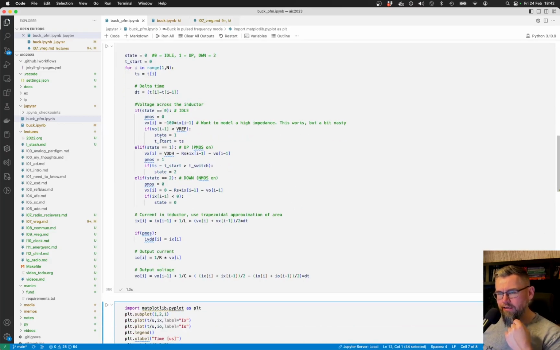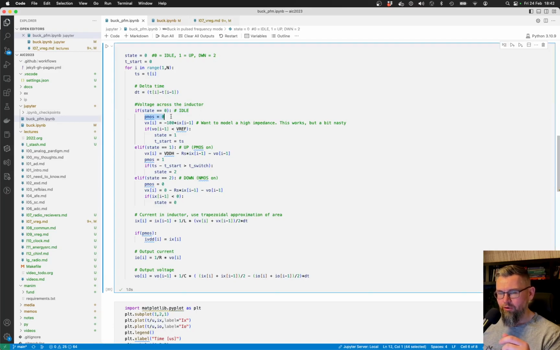Now in the integration loop, or in the time step loop, I've now set up a state machine. So we have an idle state where my PMOS is off. Now here I hacked this together today, so this is a bad way to do it. I'm actually not entirely sure what it does, but it works. I think it just forces the inductor current to become zero after a few iterations.